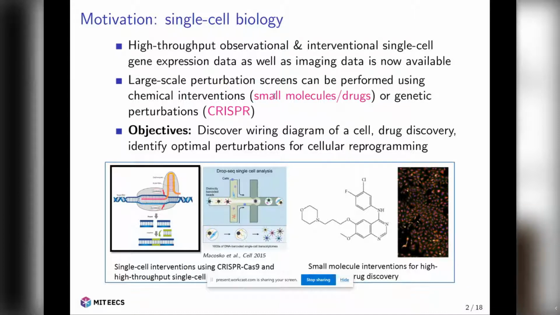data sets where one data set has, say, 100,000 cells. But in addition, we can, as I said, also perturb cells in very high throughput. And these can be genetic perturbations or also small molecule and drug perturbations.